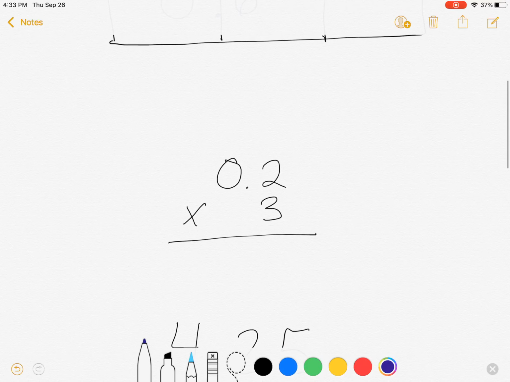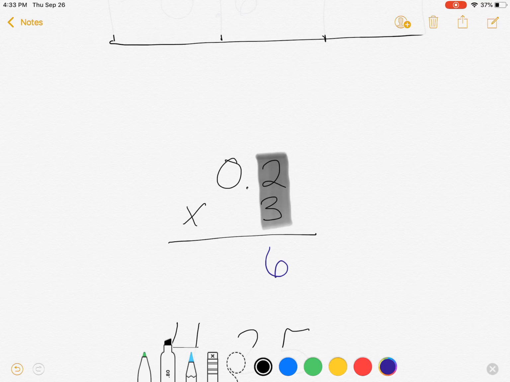We can also do the same problem vertically using the standard algorithm. And to do so, we multiply the lowest place value first. So 3 times 2 is 6. Then we go to the next place value.